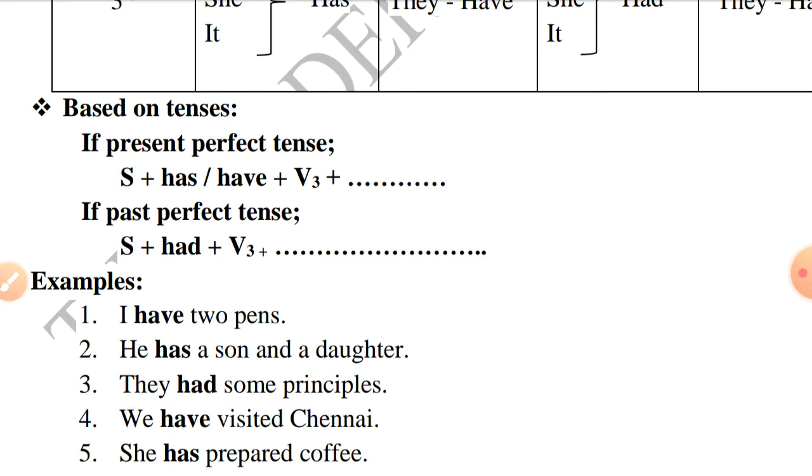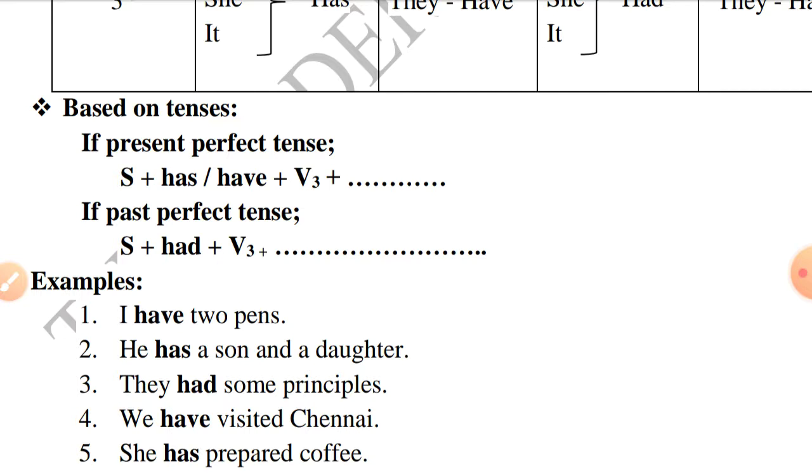So what is the rule for present perfect tense? First is subject and then has or have. If the subject is he, she, it, there we have to use has. If the subject is I, we, you, they, there we have to use have. Then V3 form, then remaining part of the sentence.